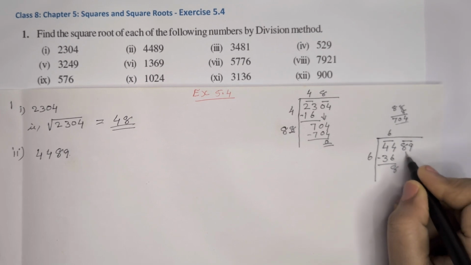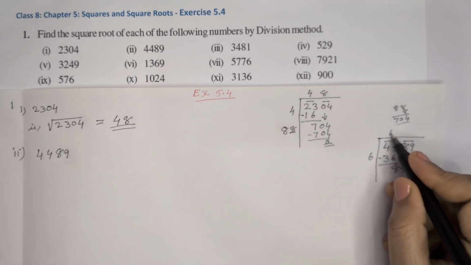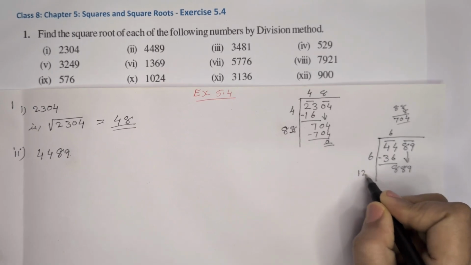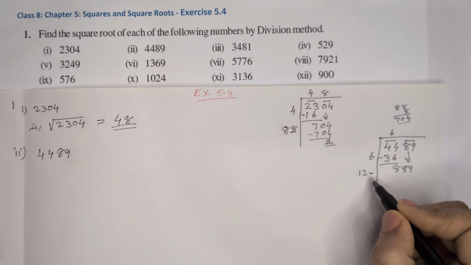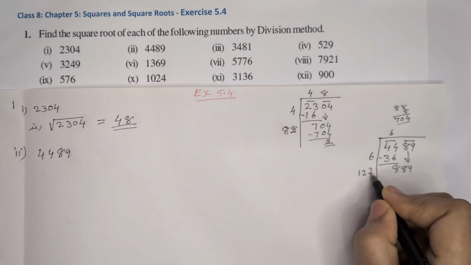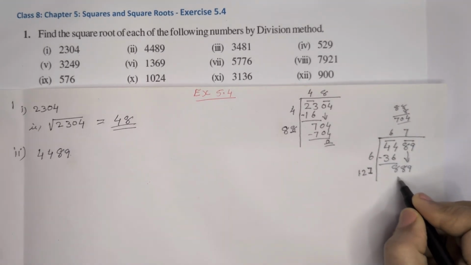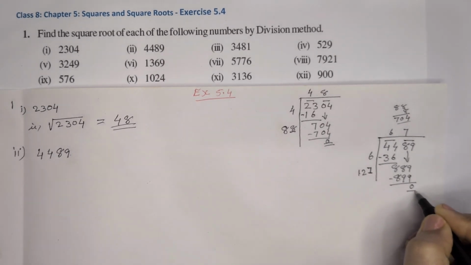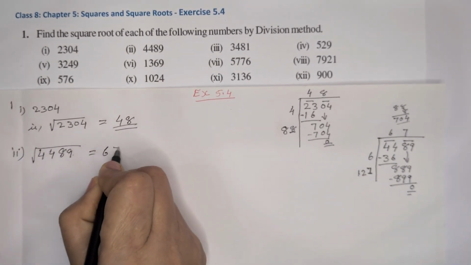Then the next group down. So that will come 89. So 889. At the same time double this number. 6 into 2, or 6 plus 6, 12. And here one digit we have to find such that that digit into this number is equal to 889. Here we know that we are getting 7. So 127 into 7, it will come 889. And when we are subtracting, it will come 0. So we are getting the square root of that number is equal to 67.